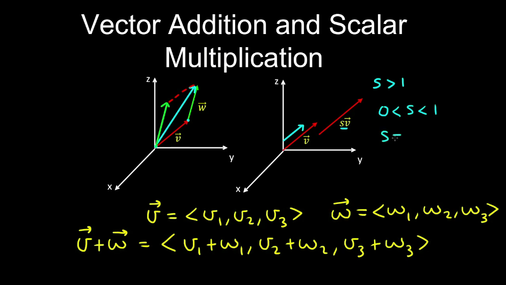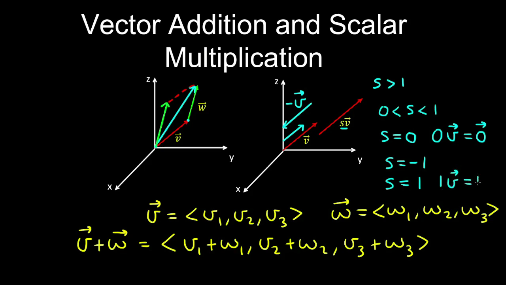And if s is equal to 0, we end up with the 0 vector. So you'll have 0 by the vector v, which will 0 out its components, and you end up with the 0 vector. And if s is equal to negative 1, we end up with a vector that has the same length, but points in the opposite direction. And if s is equal to 1, for example, then you end up with the same vector. So we have 1 by v is v, because you're just multiplying the components by 1.